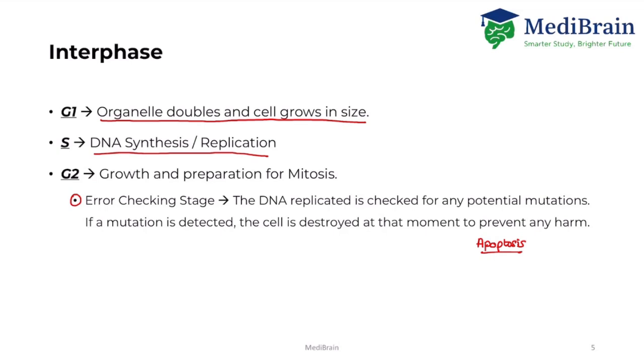And if you have the wrong DNA, you're going to produce the wrong proteins. If you produce the wrong proteins, you're going to produce the wrong enzymes. You can't catalyze any reactions within your body. And if that happens, then your body will stop functioning as it should be. Okay, so that's a really important stage within interphase as well.